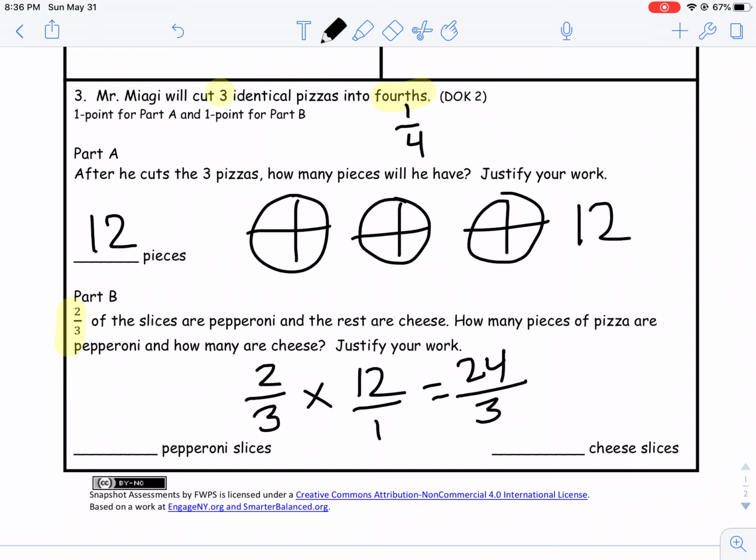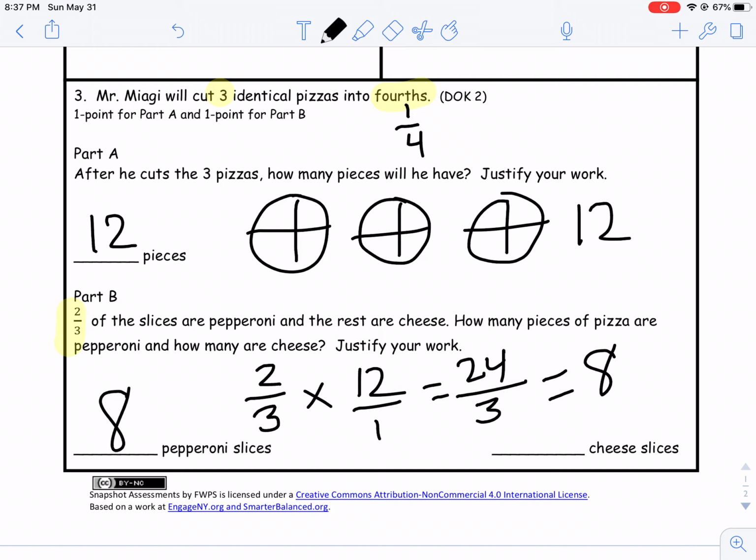However, I don't really know what 24/3 of the pizzas is just off the top of my head. That doesn't really make sense to me if I'm actually dealing with pizza. And so I want to make it easier for myself. How many times does 3 go into 24? Goes in there 8 times. So 24/3 equals 8. So out of those 12 pieces, 8 are pepperoni.